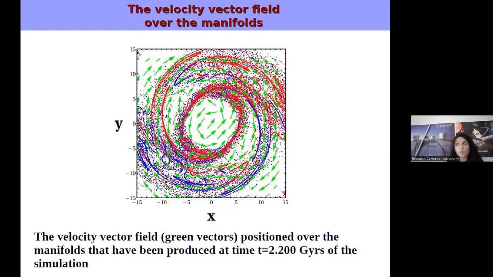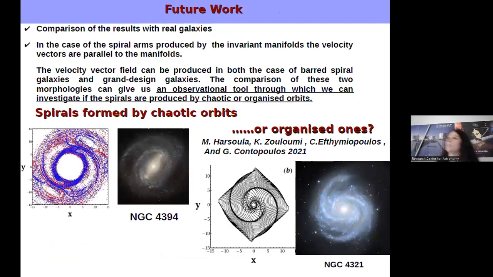This is important because it can be an observational tool: the velocity vector fields go parallel with the manifolds. And this is not the same in the case of galaxies like grand design galaxies. I show you here some galaxies. This is a barred spiral galaxy, and this is a grand design galaxy. Barred spiral galaxies are considered to be constructed by chaotic orbits. The manifold theory can support these orbits and this structure.